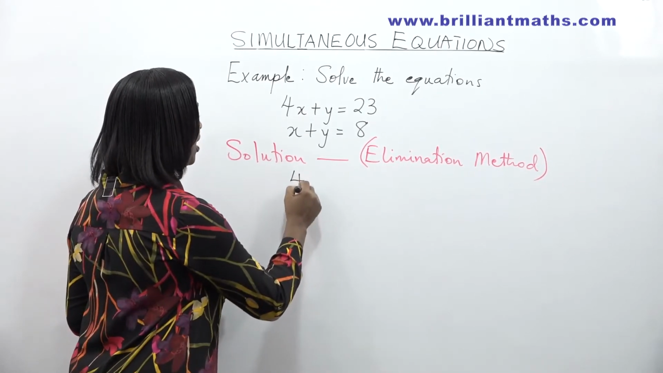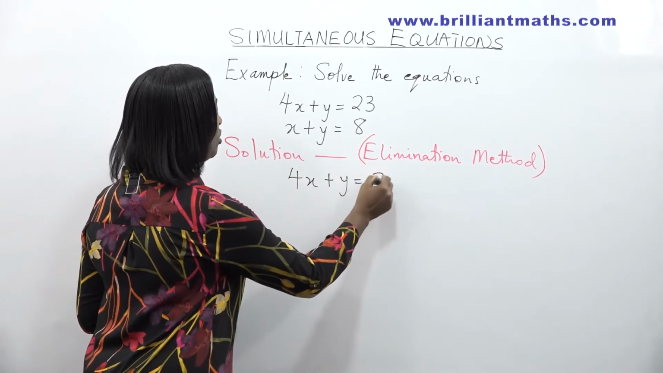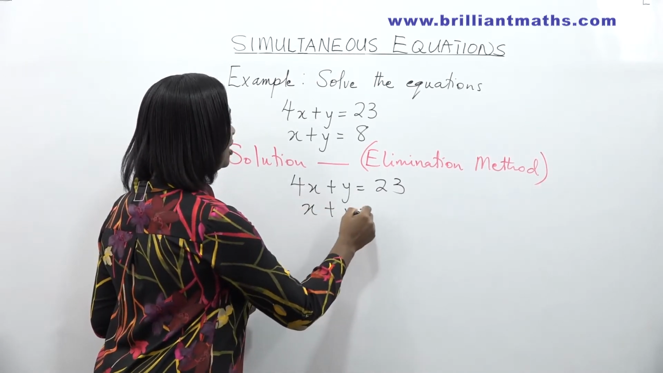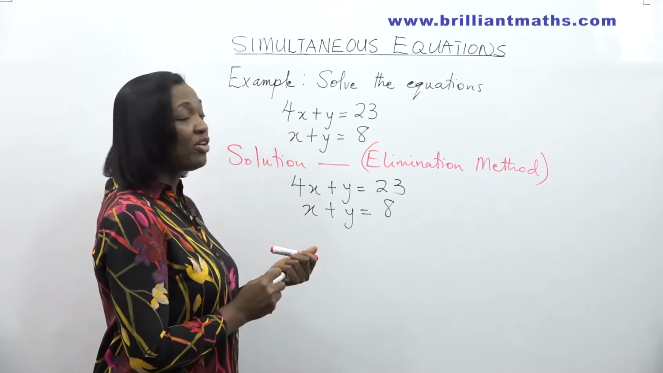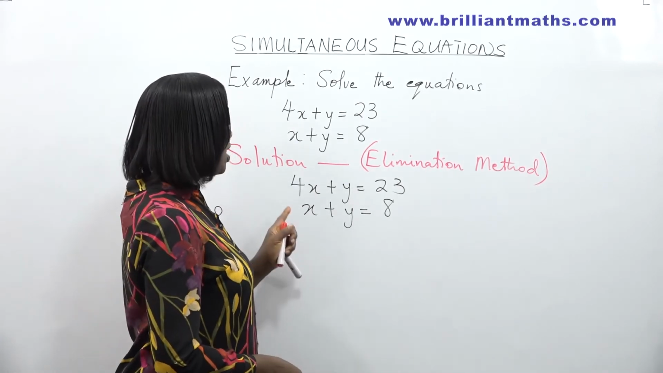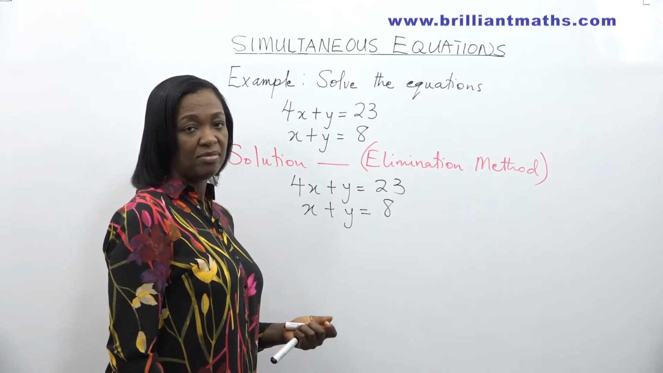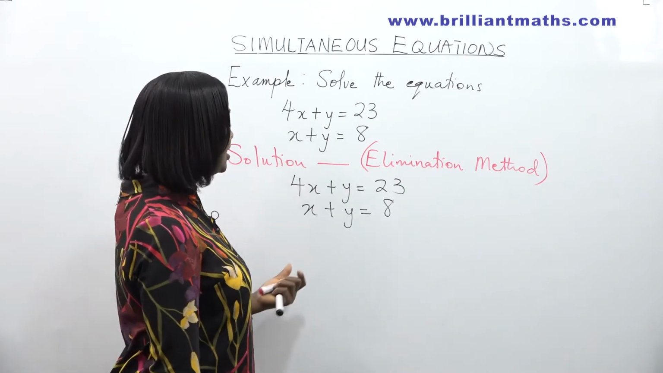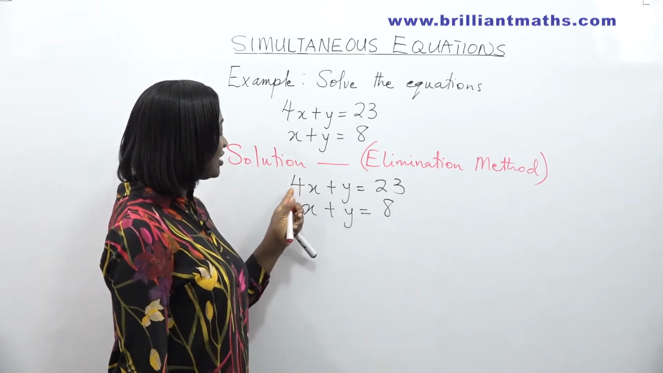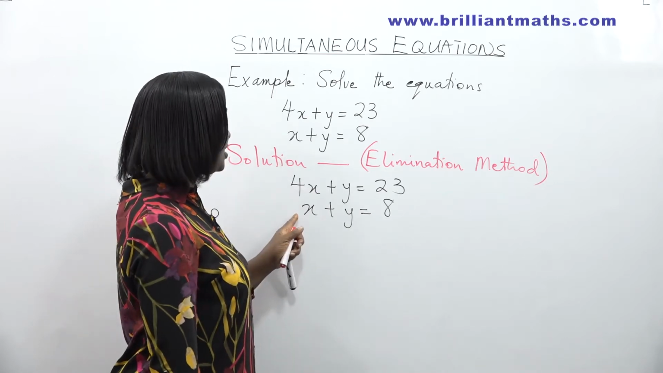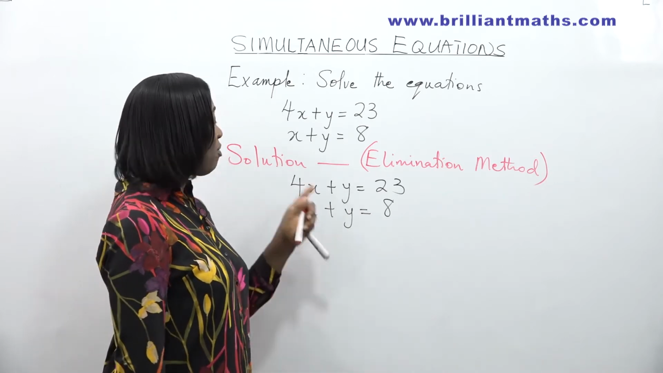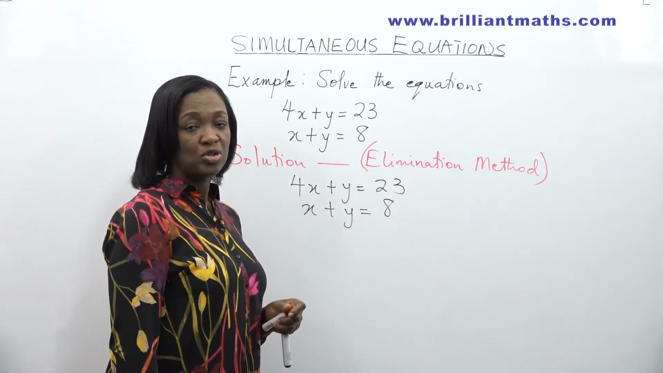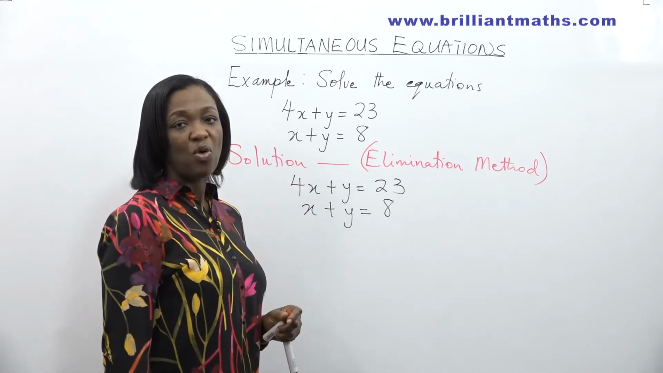The first one is 4x plus y is equal to 23. And the second one is x plus y is equal to 8. Before you can eliminate, the coefficients of any of the unknowns have to be the same. Then you can add or subtract as the case may be. In this example, the coefficient of x in the first equation is 4. The coefficient of x in the second one is 1, so they are not the same. The coefficient of y is 1 in both equations. So we can eliminate y.